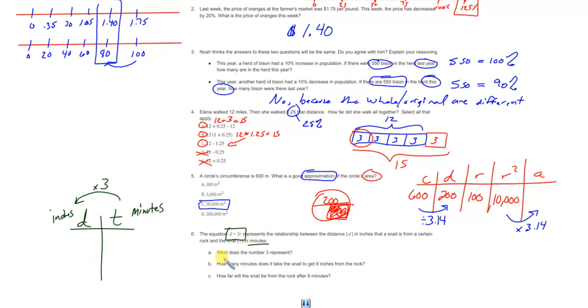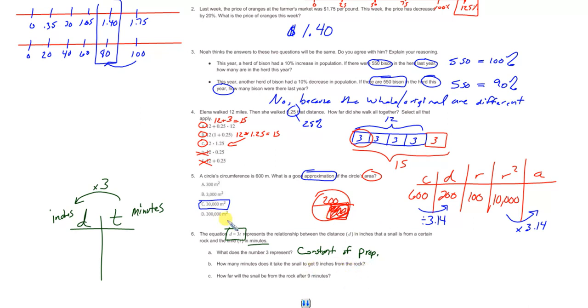Okay, so what does the number 3 represent? Well, it gets us from side to side. That has a special name for us. That is our constant of proportionality. That is also the speed of the snail. So you could put that as the snail's speed, or how many inches per minute, if you want to put it that way, because it's going 3 inches per minute. Super fast snail.